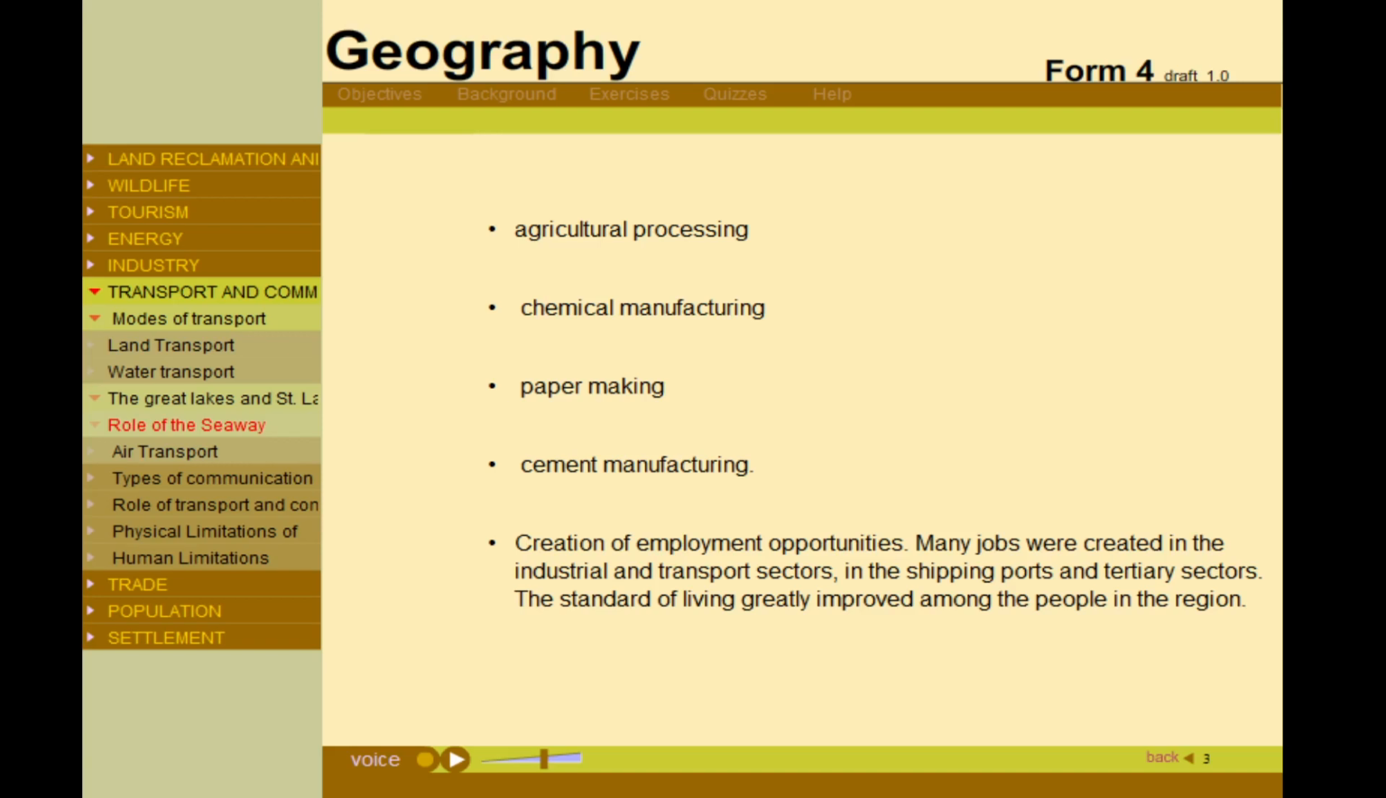Source of foreign income. The Niagara Falls and the entire Seaway form a special tourist attraction, earning a lot of foreign exchange.